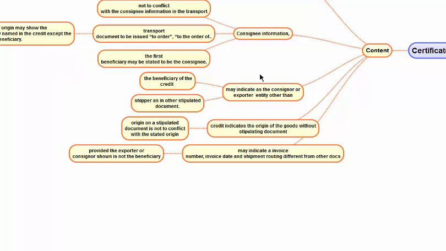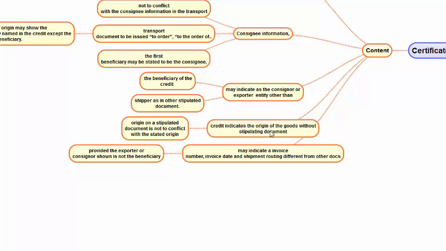This is consignee. The consignor can be a party other than exporter. It can be a party other than beneficiary of credit. It can be a party other than shipper as per other stipulated documents. Because the certificate would have been issued with a different consignor in mind, not the beneficiary of the specific LC.